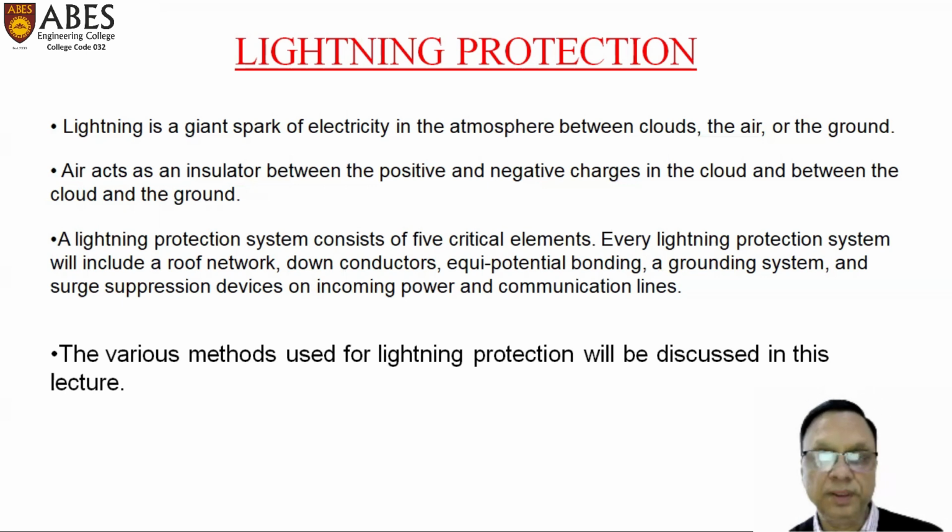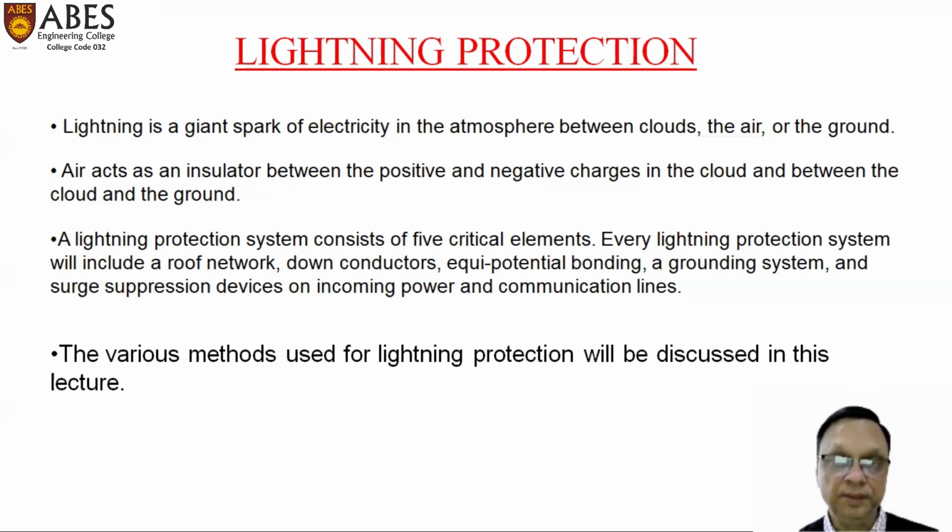Every building should be protected against lightning, because lightning always takes the highest point. Lightning generates a lot of electricity. It's basically a very high voltage and a high value of current. There are certain schemes, various lightning protection methods, which are available and put in practice.